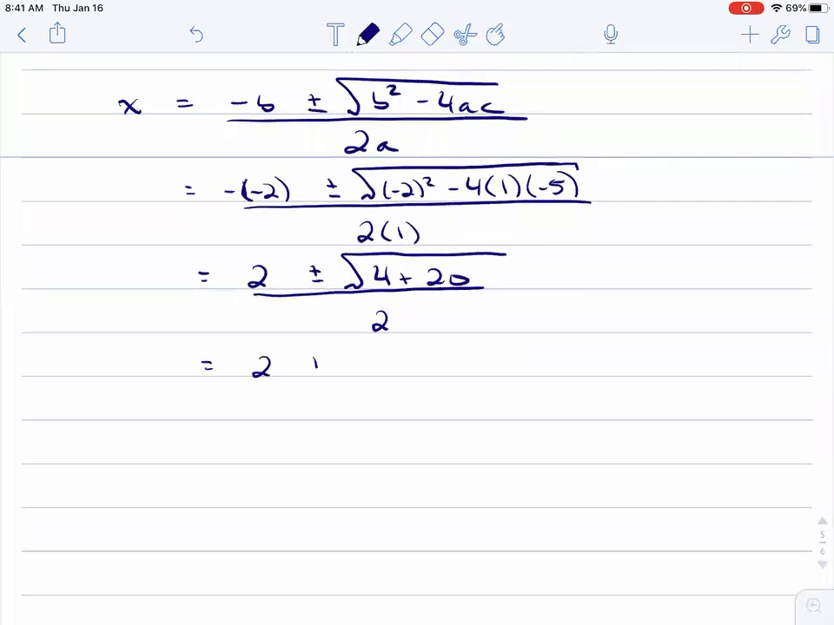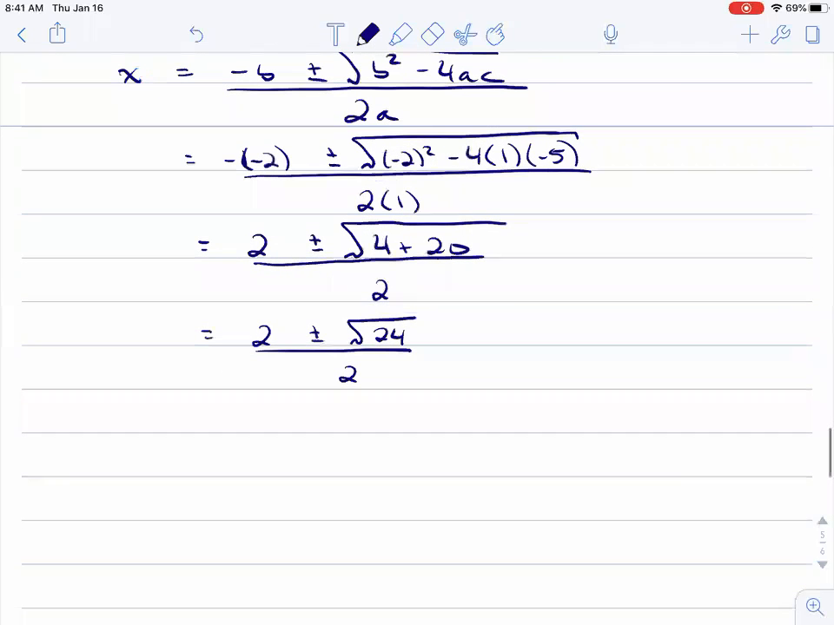So I have 2 plus minus the square root of 24 over 2. This will give us the answer, right? But if I want something a little bit nicer to look at, what I can try to do is factor out a 2 from that square root of 24, right?